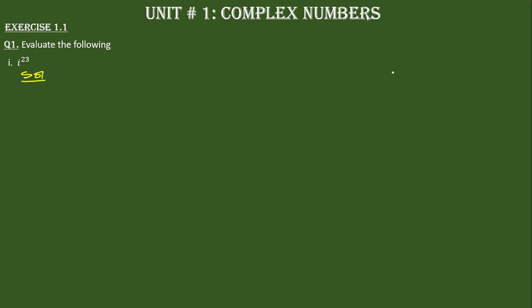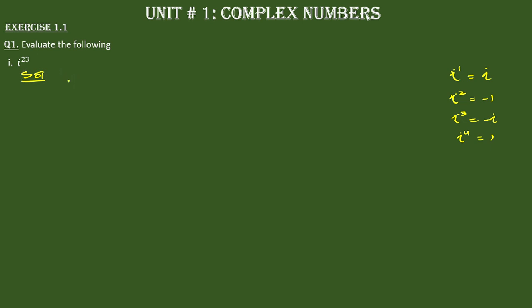So for the solution, remember one thing, that is the powers of iota. We know that iota raised to power 1 is equal to iota, iota raised to power 2 is equal to -1, iota raised to power 3 is equal to minus iota, and iota raised to power 4 is equal to 1. Now using these we can evaluate any power of iota which is an integer.